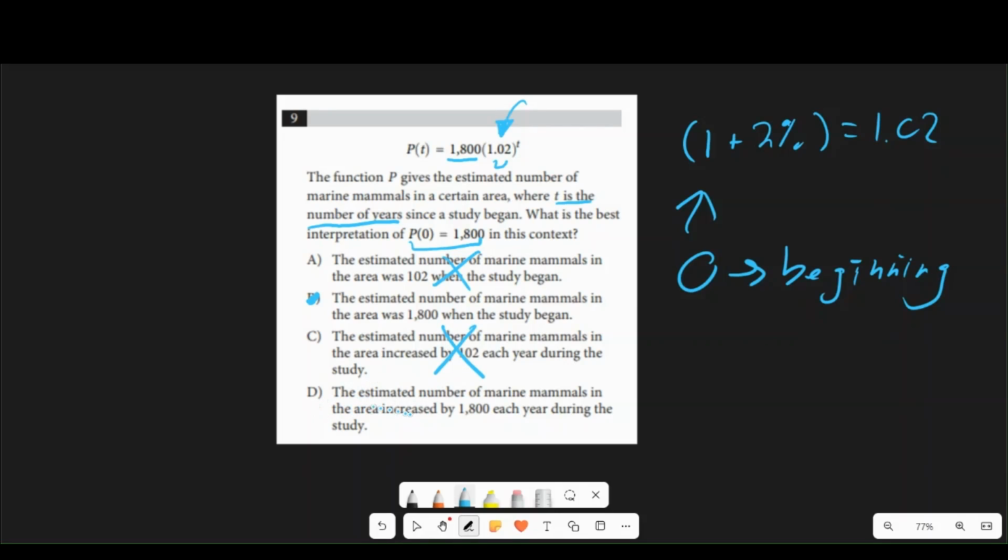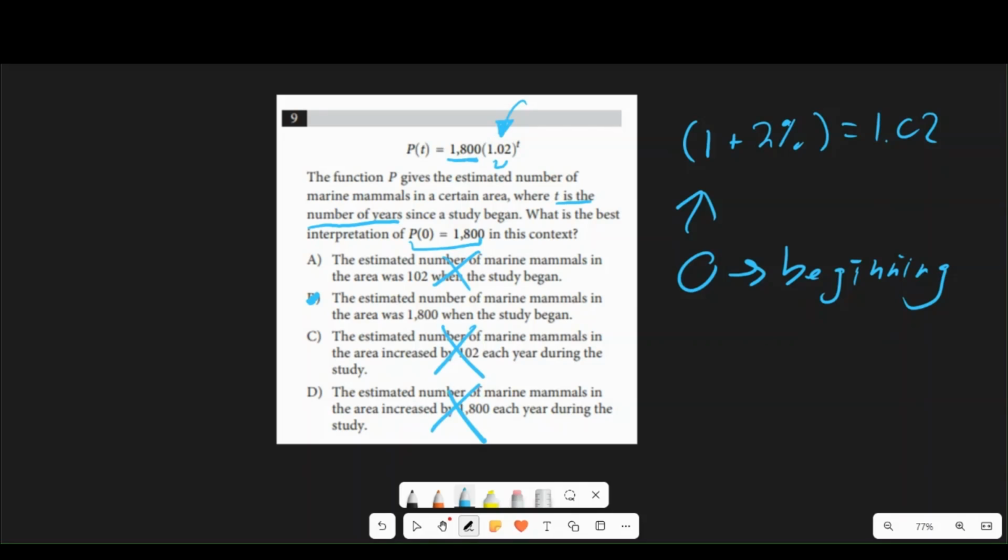And then let's look at this one: the estimated number of marine mammals in the area increased by 1800 each year. Again, this is an exponential equation. So when you see a term bumped up against another term with the variable, we know this is just a constant and it's not like our slope. This is not a rise over run. This is actually the number we start out with at the beginning of the equation. So that is why this one is wrong.